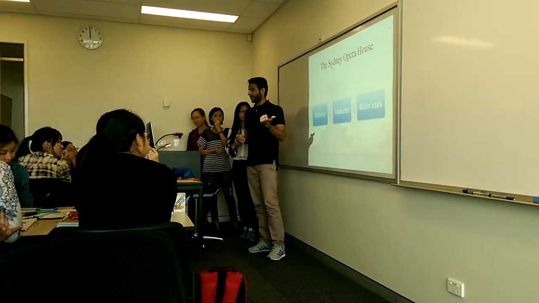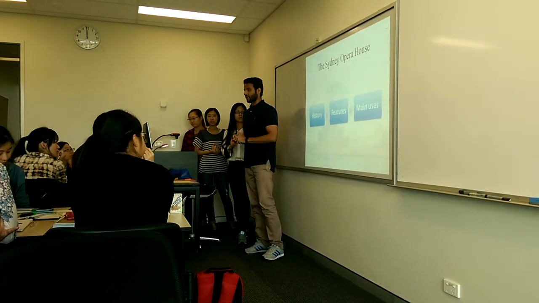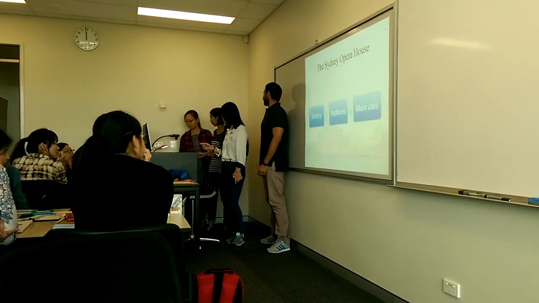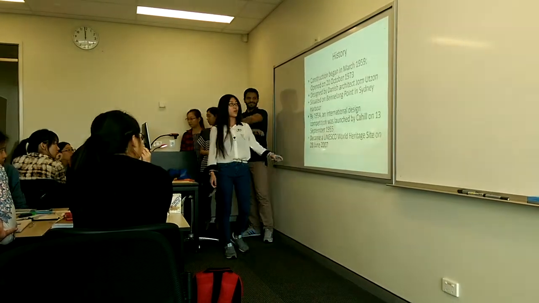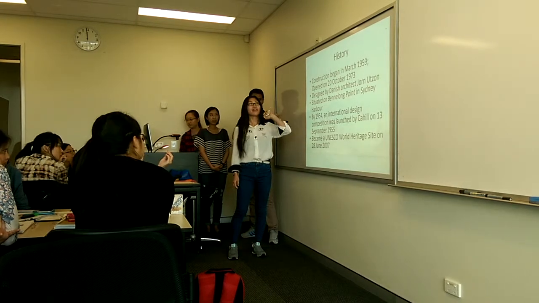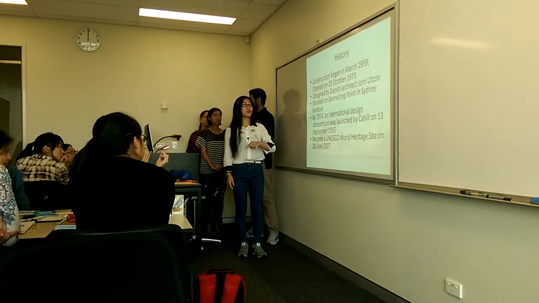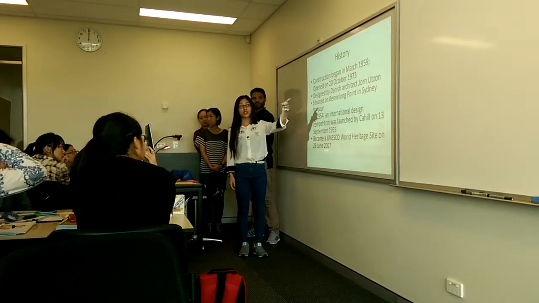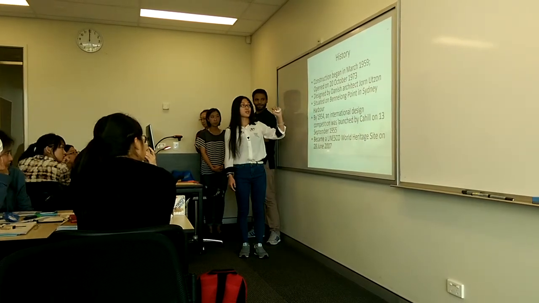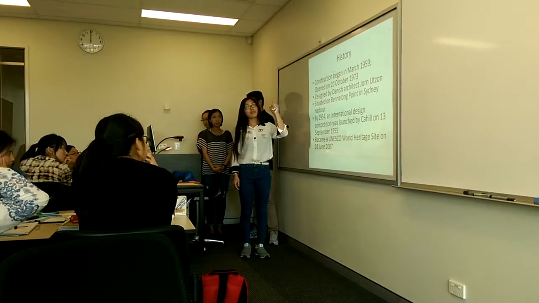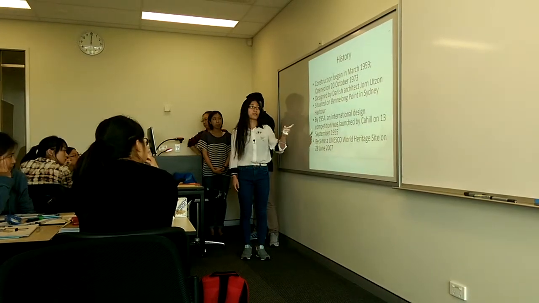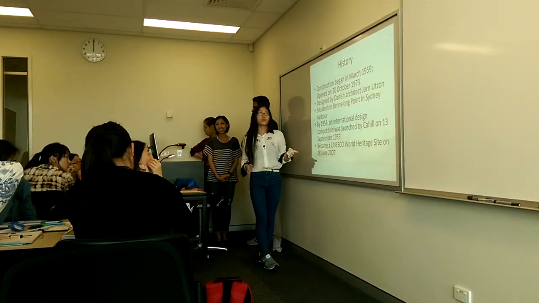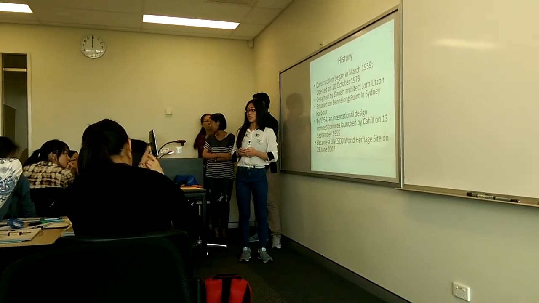First of all, we're going to talk a little bit about the history with my colleague Shwen. Hi peers. Today I will talk about the Sydney Opera House history. The Sydney Opera House construction began in March 1959 and finished in 1973, opened on 20 October 1973. It was built in 3 stages.